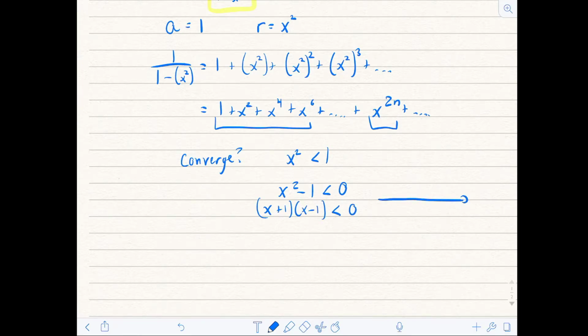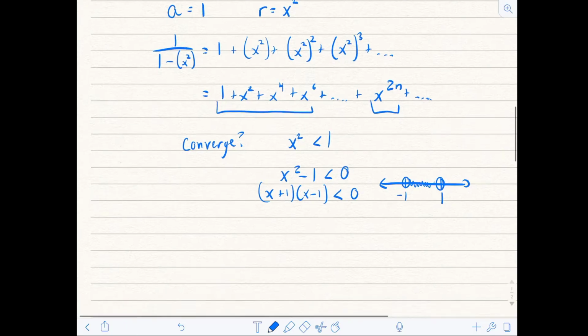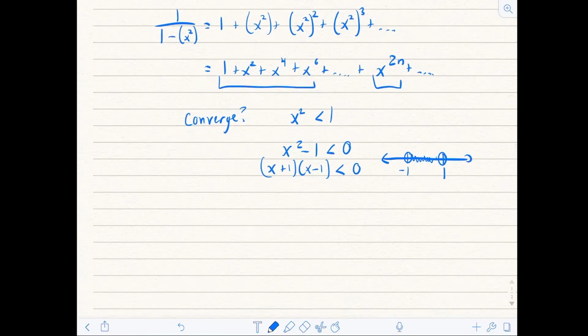We do our nice little table. Negative 1 and 1 are going to be my points. They're going to be open circles. And then figure out where it's shaded. In this case, it's going to be shaded between negative 1 and 1. So it converges from negative 1 to 1.